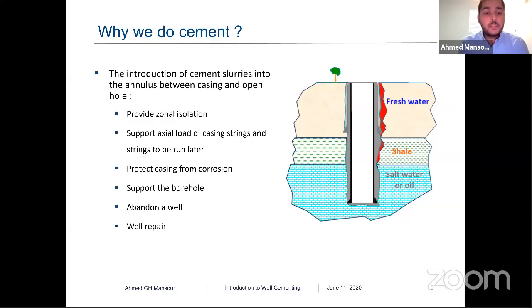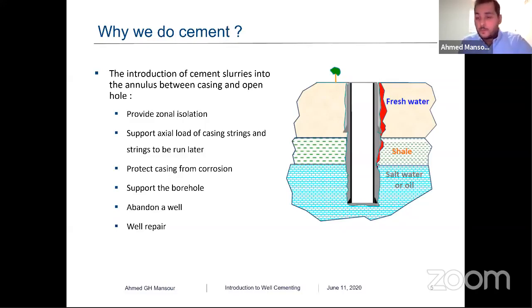As I mentioned in the previous slide, provide zonal isolation to prevent any contamination of fresh water in the area or any connection or contact between different zones in the well. Another thing is to provide axial load support for the casing, as well as to protect the casing from corrosion. Whenever we pump the cement, we are able to isolate the casing from contact with any kind of fluid in the formation. This will prevent any corrosion in the future.